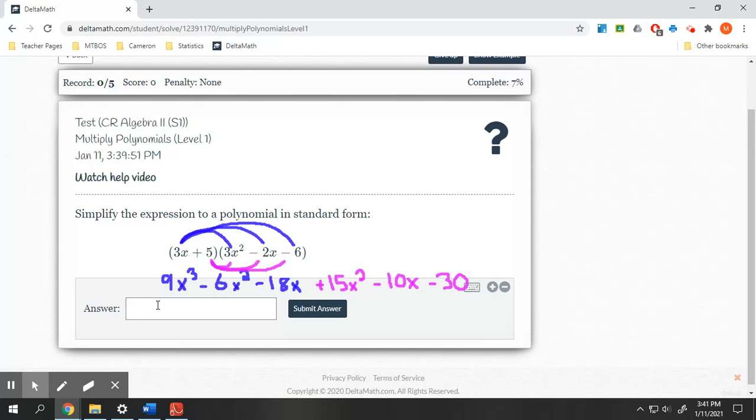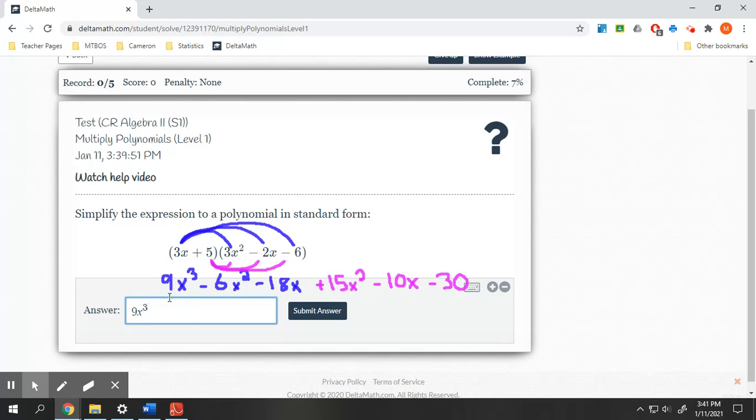I like to go in descending order, so let's start with our cubed. We have 9x cubed, and we really don't have anything that goes along with that. That's kind of like the lone wolf there. So 9x cubed, that goes by itself. Next, x squareds. Well, I have negative 6x squared, and then I have a 15x squared. So negative 6 plus 15, that is going to get me plus 9x squared. So now we're done with that one.